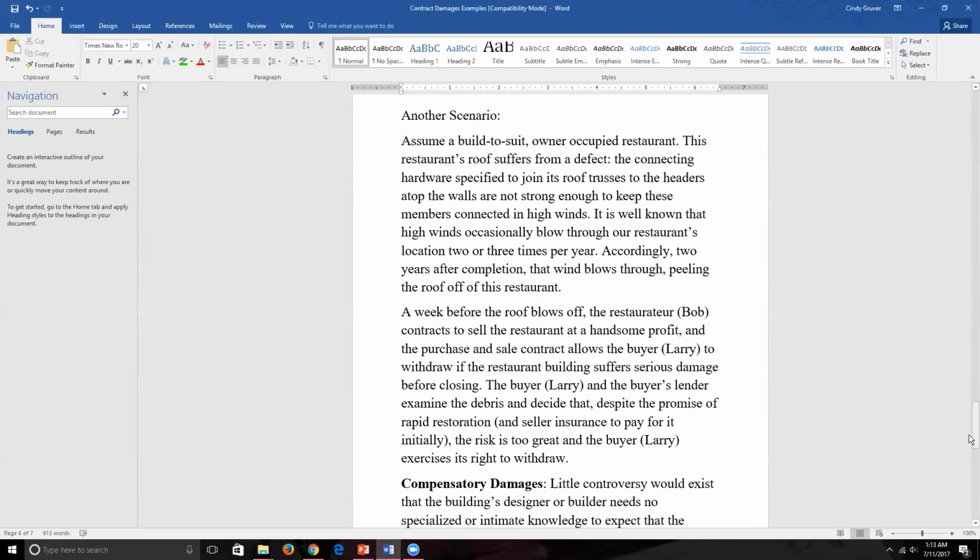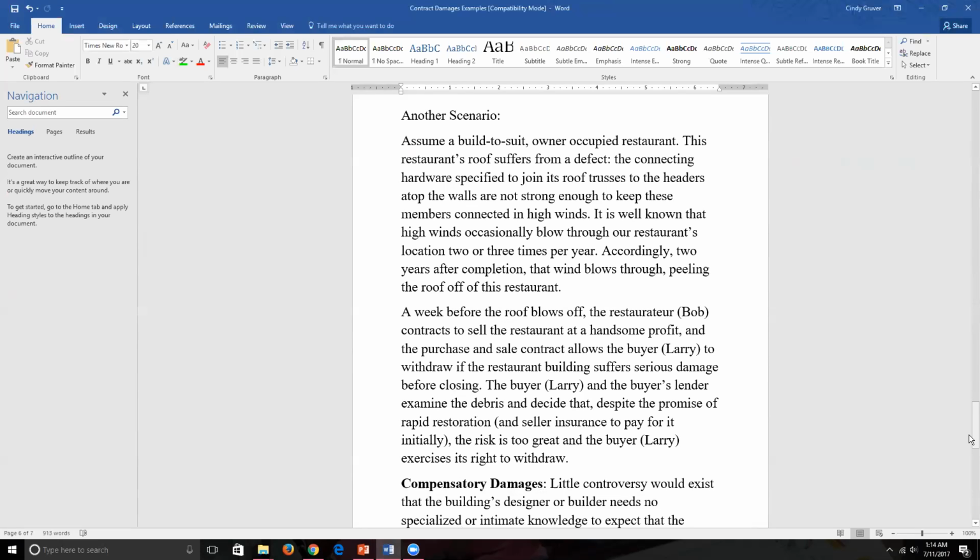This particular area where the restaurant is is a bit of a wind tunnel, and so it's very anticipatable that this event will happen eventually, and that at some point in the not too distant future, probably, the roof will be blown off. Don't know when, and obviously the manufacturer didn't anticipate this, didn't want this to happen, and certainly Bob didn't want this to happen, but it might happen.